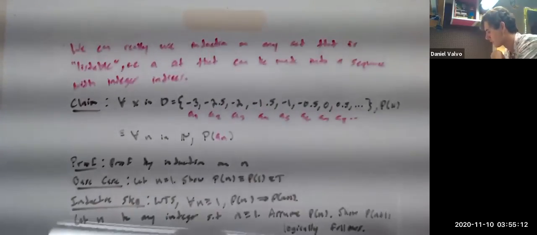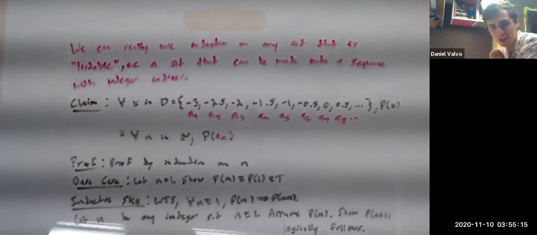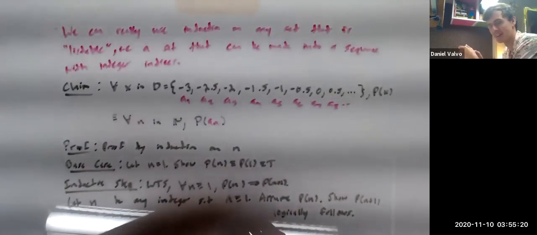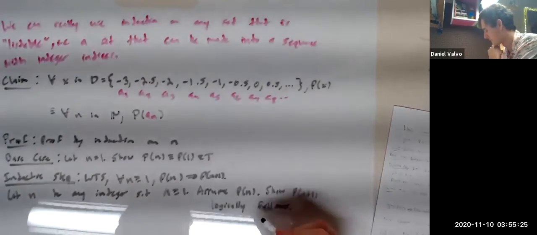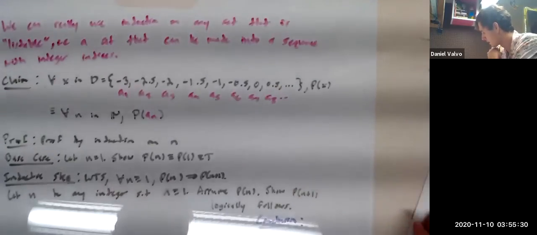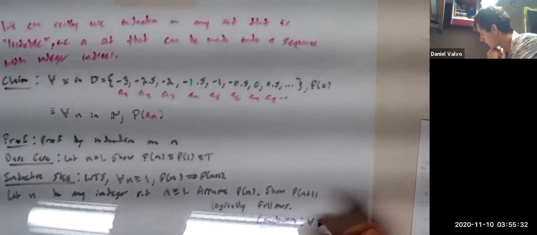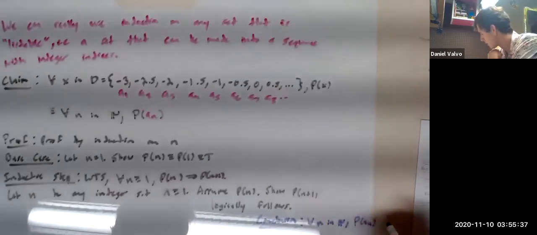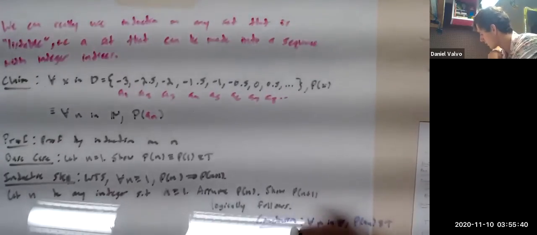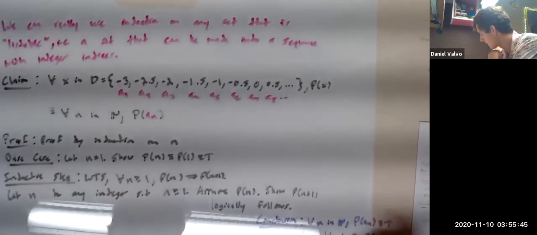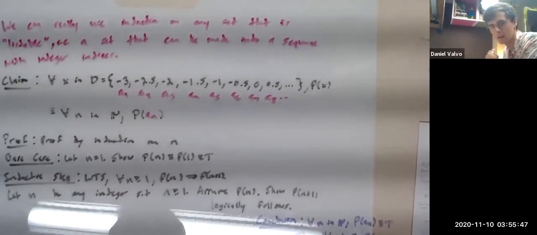Then, I don't want to go in the glare section, so I just say conclusion right here. The conclusion is that for all n in N, P of an is true. Thus, for all x in D, P of x is true.